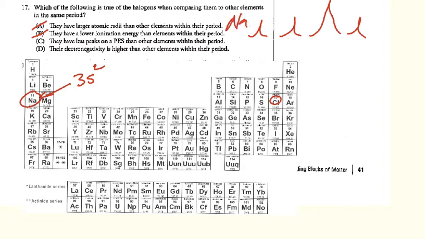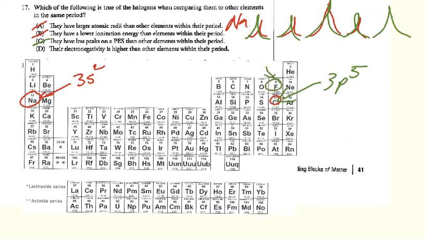And chlorine is going to look exactly the same, except its highest energy orbital is the 3p5. So it's going to have 1s2 just like sodium, 2s2 just like sodium, 2p6, 3s2, but then it has this 3p5 peak. So it actually has more peaks on the PES than the others do. So we can get rid of that. D, their electronegativity is higher than the other elements within their period. That is definitely true, because remember, fluorine has the highest electronegativity, as in it pulls on electrons in a bond more than any others, then as you go right, electronegativity must increase. So D must be the correct answer.